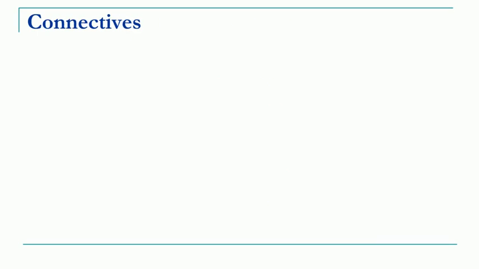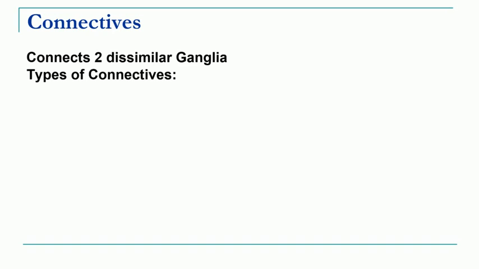That nerve is called the supraintestinal nerve. Okay, now we come to the second type of connections that are called connectives. We have already defined what is meant by connective. Connectives are the nerves which connect two dissimilar ganglia. So there are different types of connectives. First we will see the types and then we will discuss each one by one.